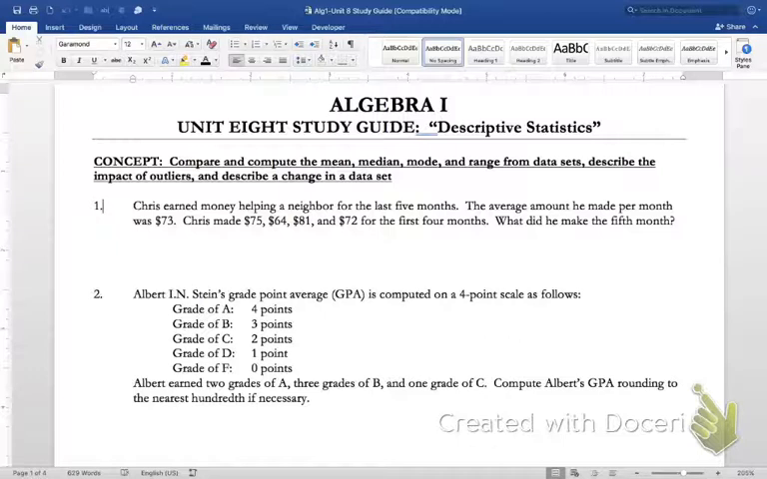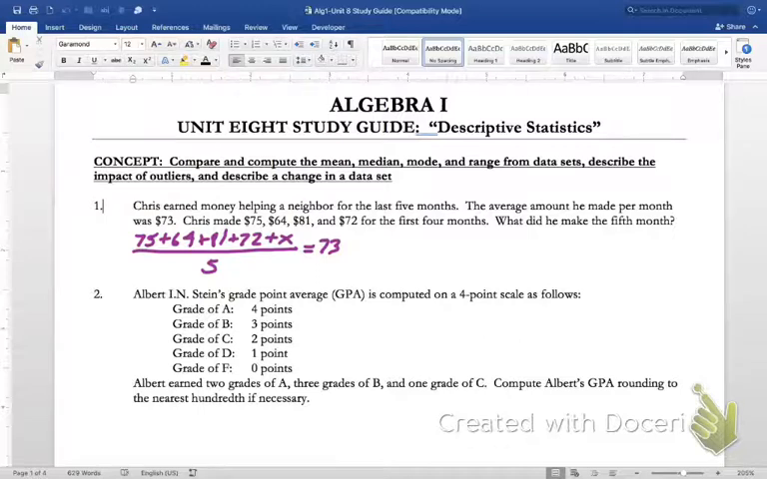On number 1, we're trying to find the value of the 5th month, and a couple different ways we can do this, and here happens to be one way. Again, this is just reviewing what you've learned in this unit. We can take 75 plus 64 plus 81 plus 72 plus x, divide it by the 5 scores that we'll have, and set it equal to 73. And we can solve it from there.